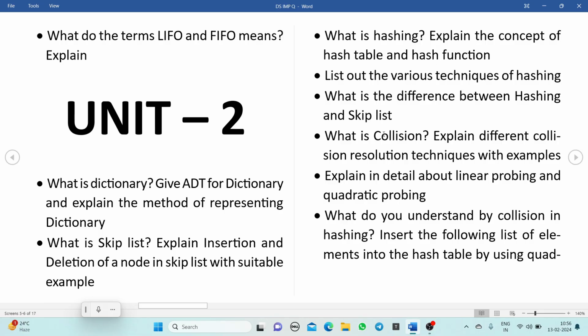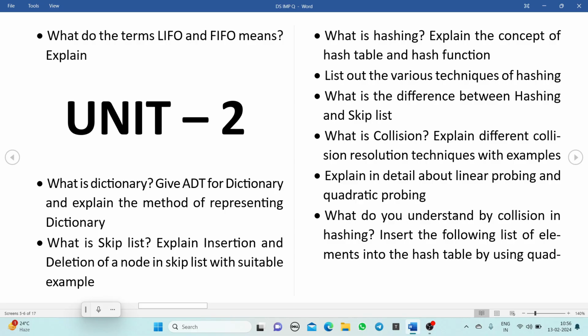And coming to the collision part, what is collision, explain different collision resolution techniques with example, and explain in detail about linear probing and quadratic probing. So from this collision resolution part, you may get a question on linear probing and quadratic probing.